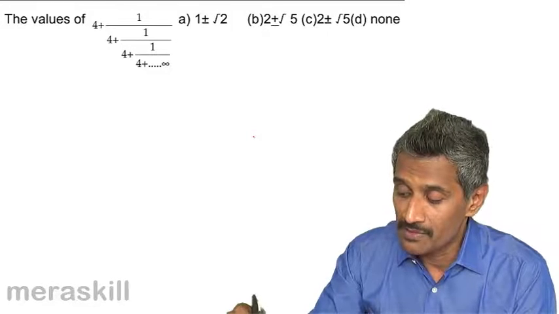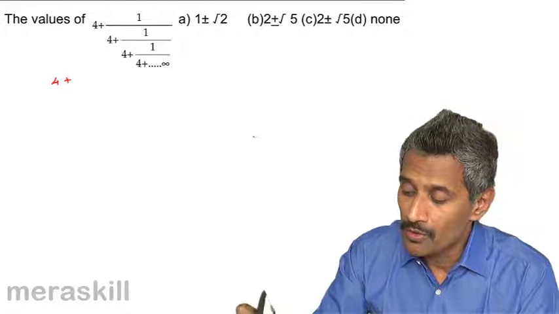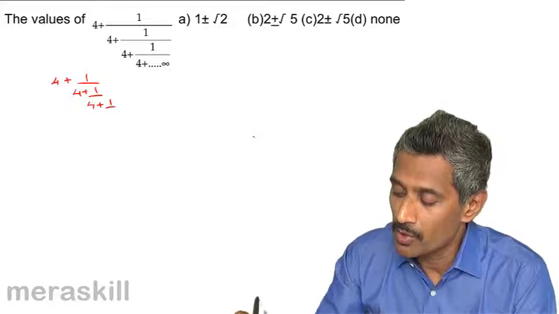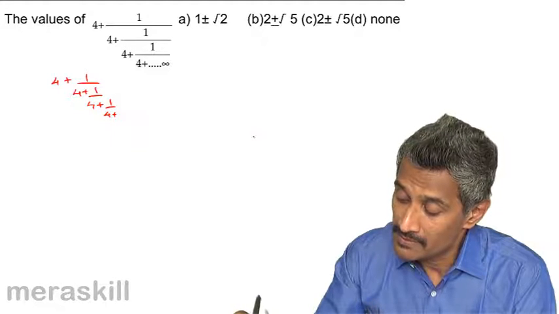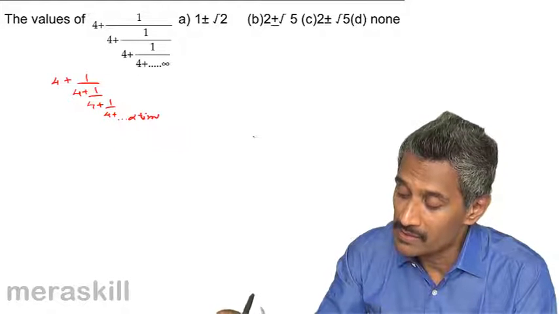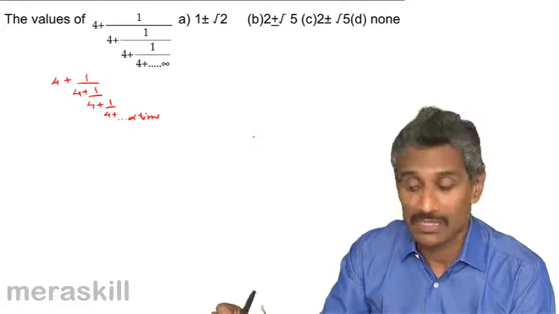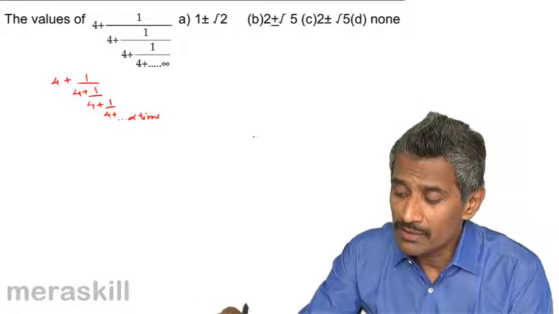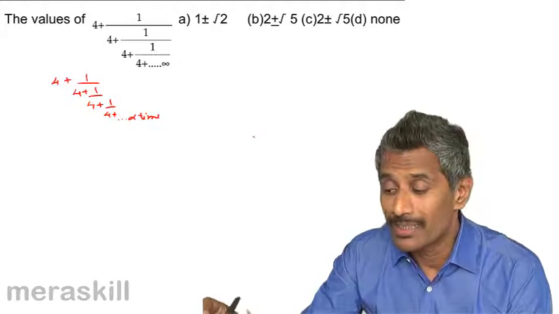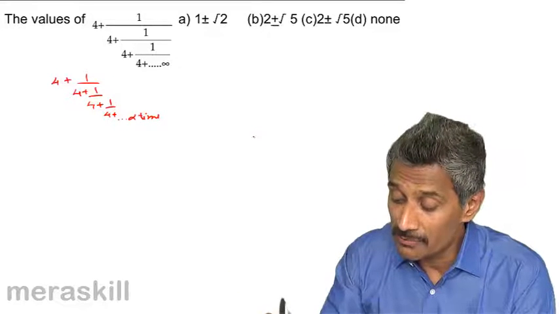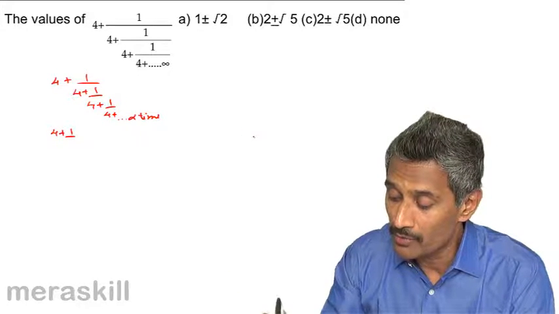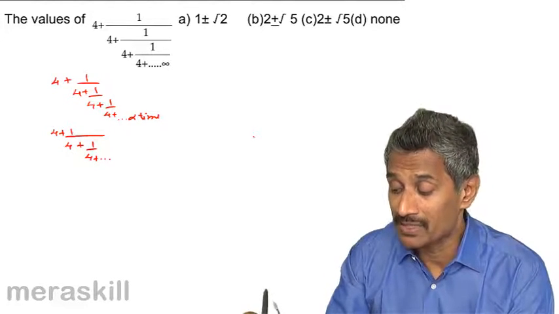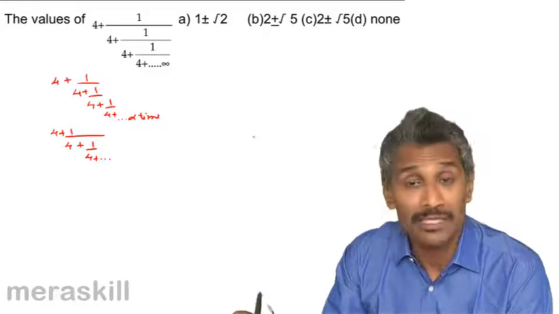So if we just write it down, it's going to be 4 plus 1 upon 4 plus 1 upon 4 plus 1 upon 4 plus, infinity times. That is, this 1 upon 4 plus is repeated infinity times. Now it looks a little complicated, but how do we do it? Whatever expression is getting repeated, we take it as x. Now what is getting repeated is 4 plus 1 upon 4 plus 1 upon 4 plus this part. How many times this is taken, we don't know, it is infinity times.